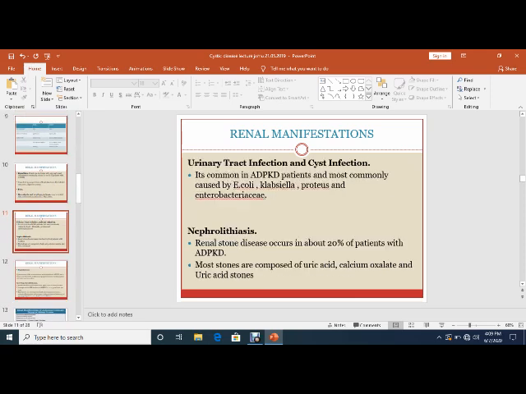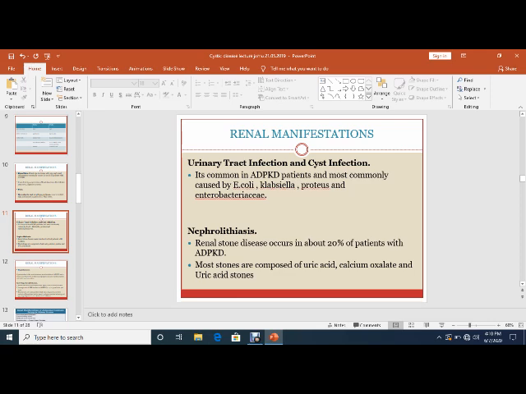UTI is common in these patients. The common organisms that lead to UTI are E. coli, Klebsiella, Proteus, and Enterobacter. So these organisms can cause the urinary tract infection. So we should choose that antibiotic which has got penetrating capacity, penetration of the cyst.